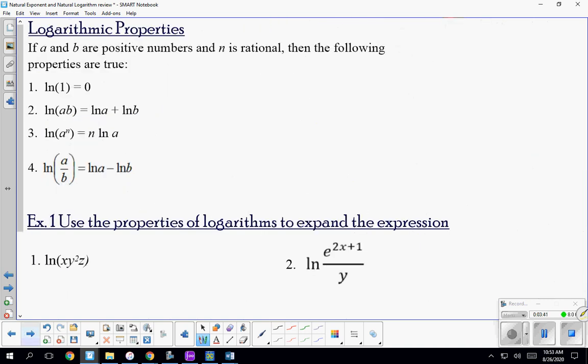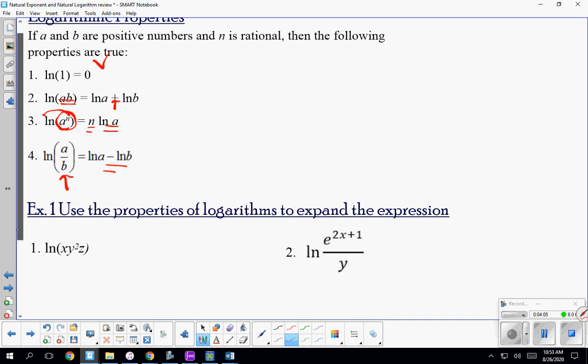Okay, so here are some properties. Again, these all should be reviewed. This is the only ln you actually have to know. When you have multiplication inside a natural log, it can turn into addition. When you have an exponent here, this exponent can come in the front, so it turns into n times natural log of a. And then when you use division, you subtract.